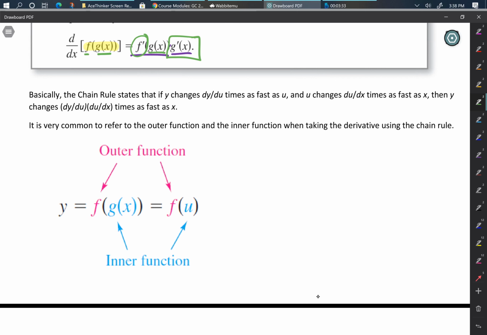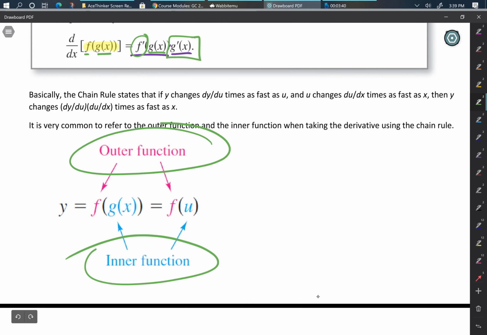Okay? Now, common notations will talk about outer function, inner function. So when I'm saying inner function and when I'm saying outer function, inner function is our g, also sometimes called u. Outer function is f.